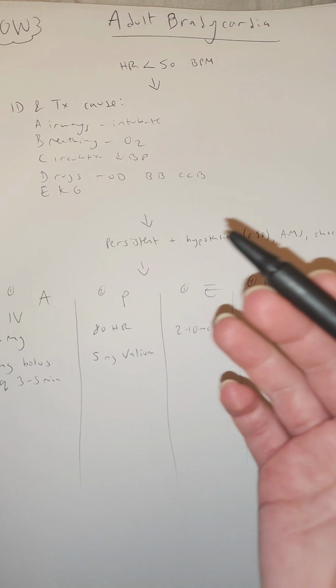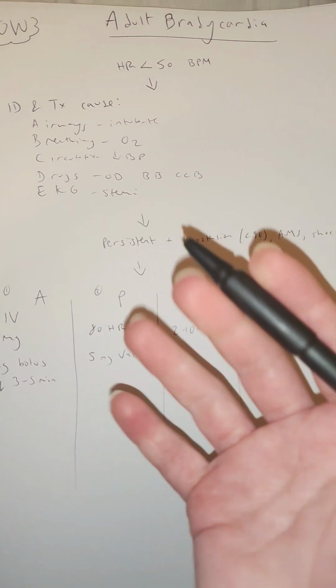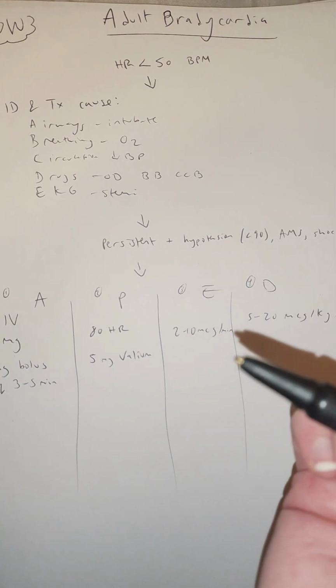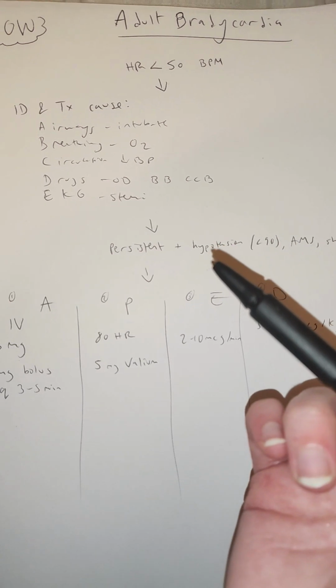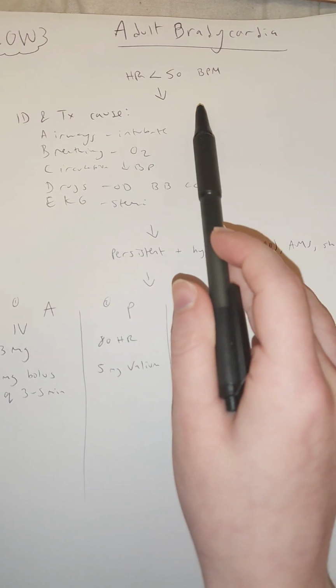Just put them on a monitor, because let's say they're having a STEMI, and that's what's causing it, right? A heart attack is causing their heart to not function well enough. So obviously the rate is going to be going down, and we have the whole algorithm to deal with heart attacks. So that's first and foremost. Identify and treat the cause of this.